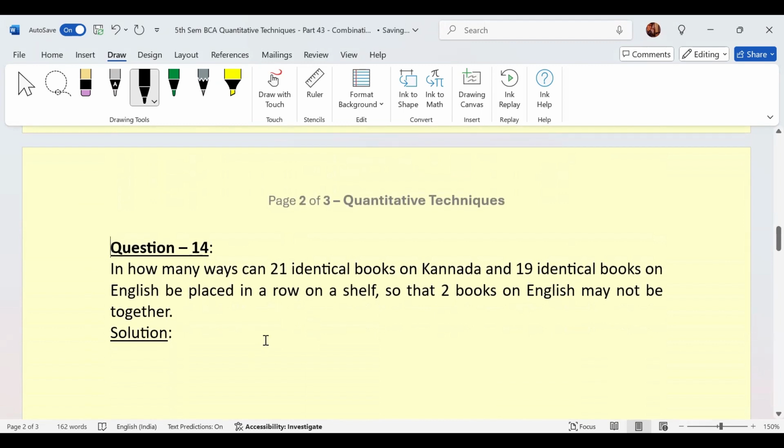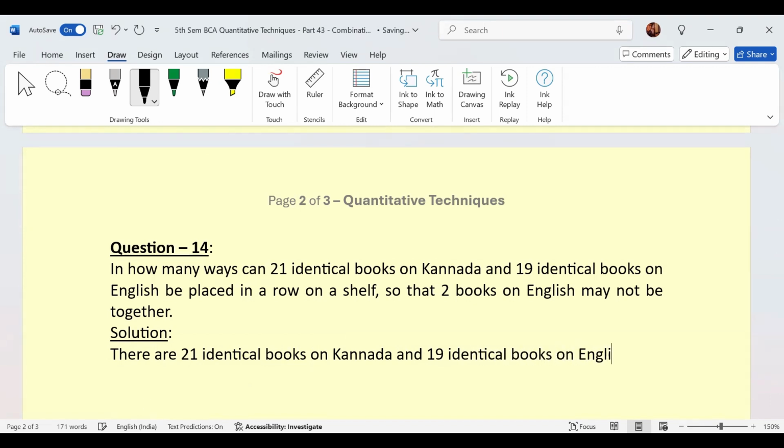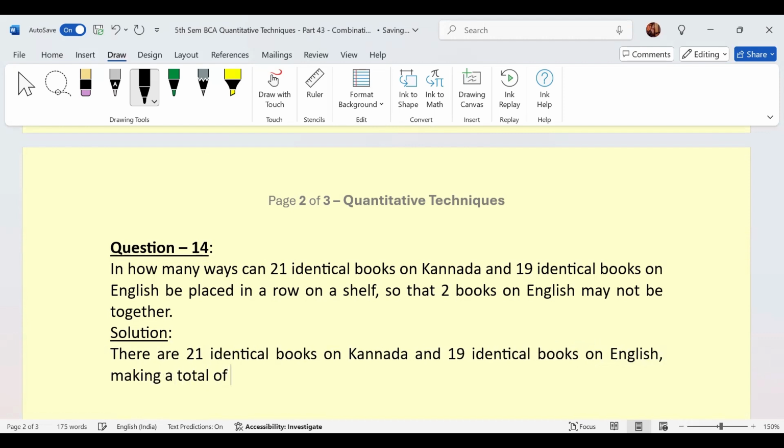In how many ways can 21 books on Kannada and 19 identical books on English be placed in a row on a shelf so that 2 books on English may not be together? Both are identical books, they say. Every book is the same, meaning among themselves you cannot do any arrangement. So there are 21 identical books on Kannada and 19 identical books on English, making a total of 40 books.